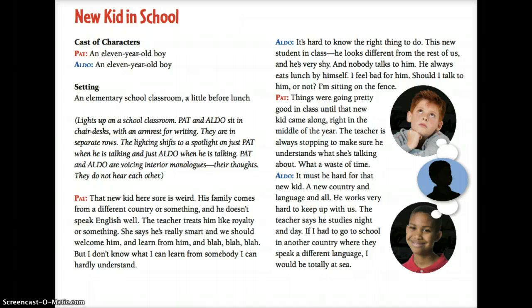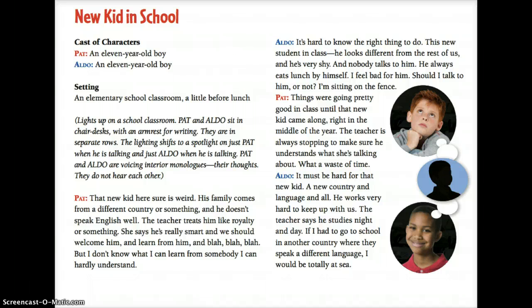understand. Aldo: It's hard to know the right thing to do. This new kid in class, he looks different from the rest of us, and he's very shy, and nobody talks to him. He always eats lunch by himself. I feel bad for him. Should I talk to him or not? I'm sitting on the fence.